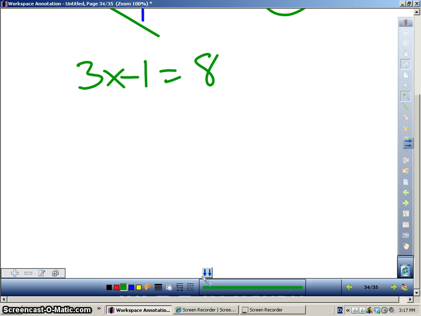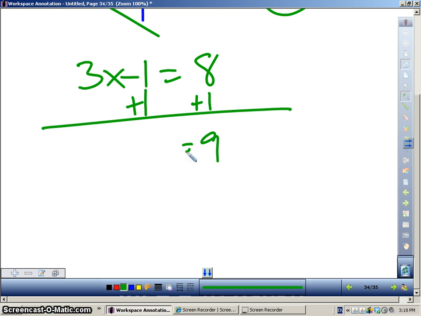I do the opposite of minus 1, which is add 1. And I didn't do the divide by 3 yet because I want to save that for later when there's nothing left to do. And there's nothing left to do except for divide by 3. 3 divided by 3 is 1. 1 times x is x. If I do it on one side, I do it on this side. How many times does 3 go into 9?